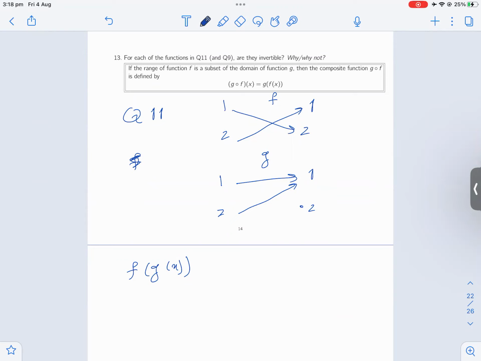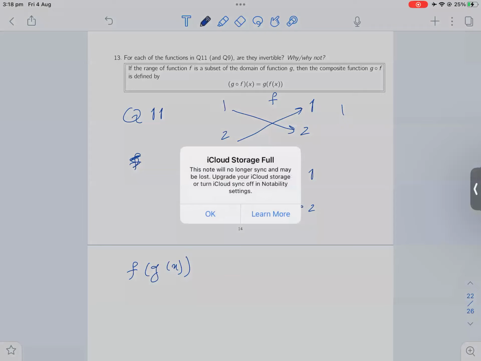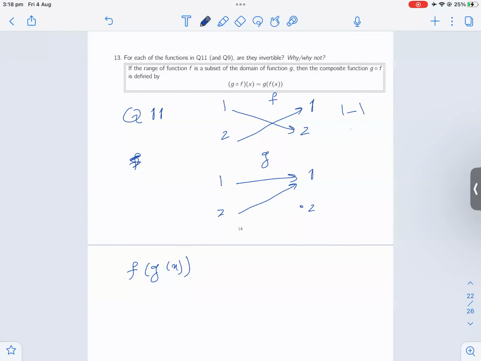So one thing, f is 1 to 1. So f has an inverse. g is not 1 to 1. So g is not invertible.